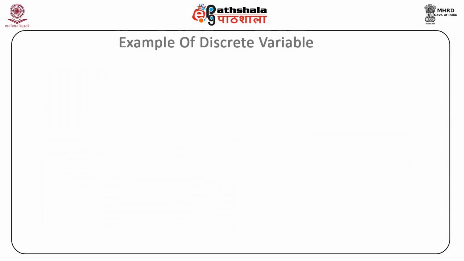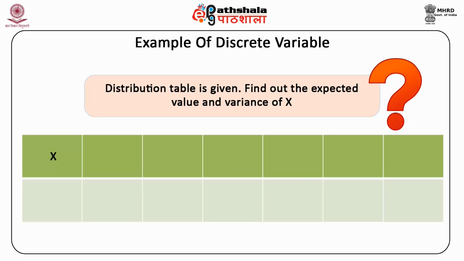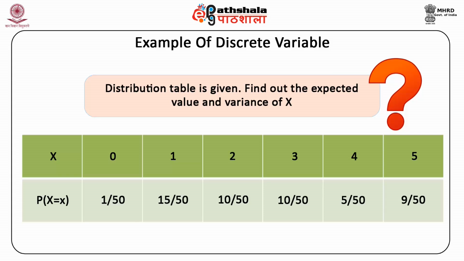Let us understand it with the help of an example. A certain distribution table is given. Find out the expected value and the variance of x. The probability distribution of x is shown in the table. The probability for all possible values of x is given. The probability of getting x equal to 0 is 1 by 50 and that of x equal to 1 is 10 by 50 and so on.